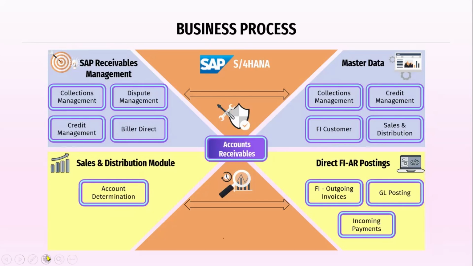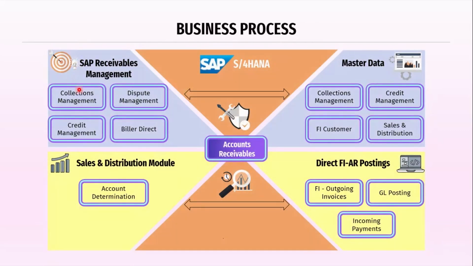So once we define the org structure here on the collections management side, we then assign that in the master data of the customer's business partner. Then we will post some FI accounting documents from the sales and distribution side, or it could be from the direct FI AR posting. And thus it will be stored in my accounts receivable, which will be the open items of the customer ledger. So this is the overall diagram of how the business process will look in the collections management module. Moving ahead, we have the organizational structure.